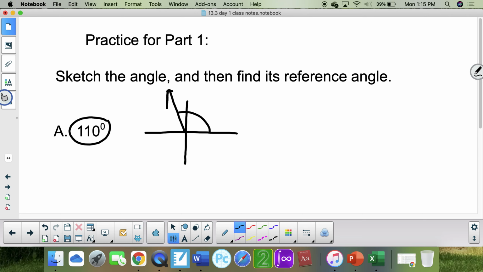Remember, you make your triangles to the x-axis. This angle in here is called the reference angle. It's always positive, and it's always less than 90 degrees. And it would be 70 degrees.